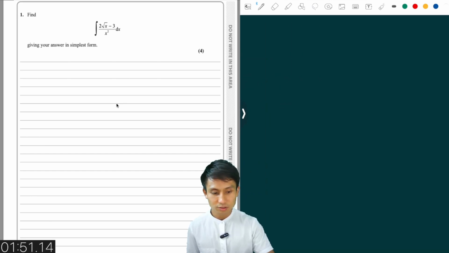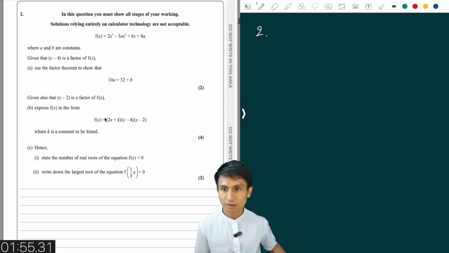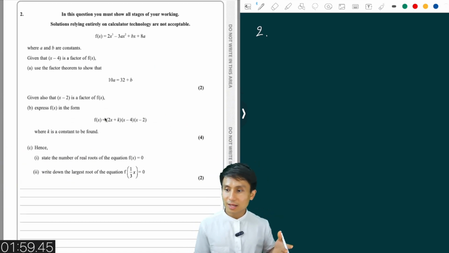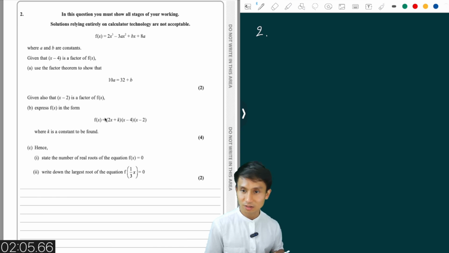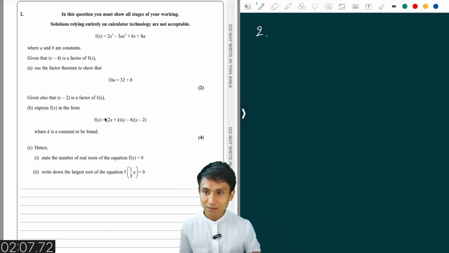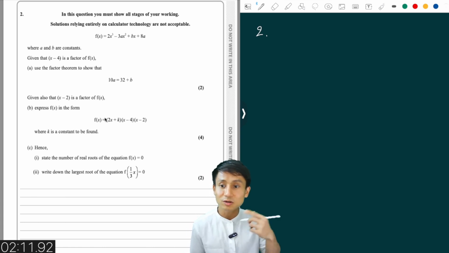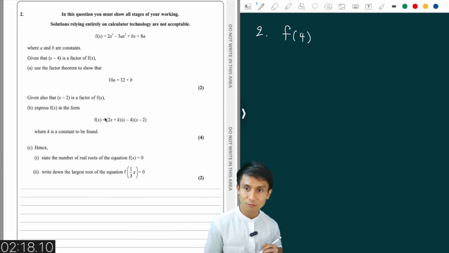On to question 2. We are given the expression with the function f, where a and b are constants, given that x minus 4 is a factor of f(x). So this is factor theorem then. The factor theorem says if we have a linear factor, x minus 4, we can just substitute the critical value. The critical value in this case is 4, so I'm just going to sub 4 in, so we can write f(4) like that.